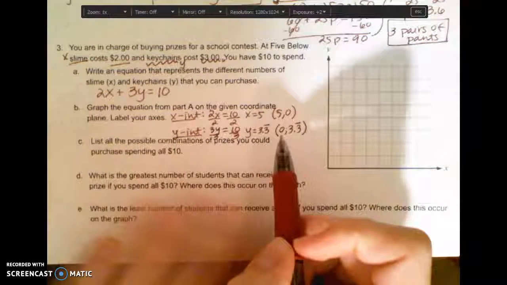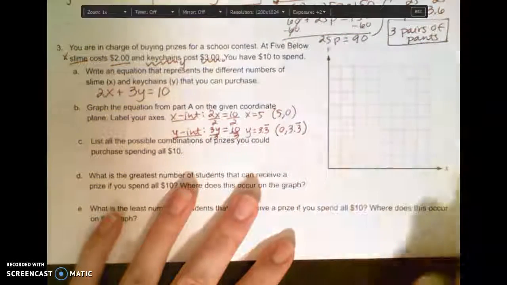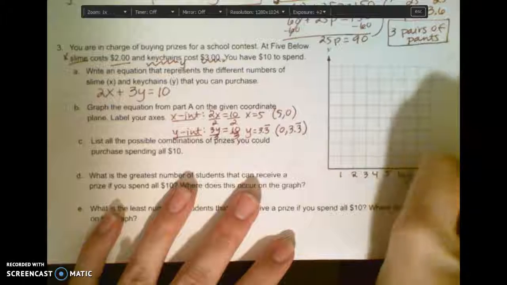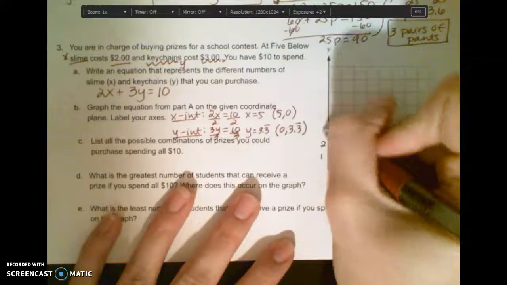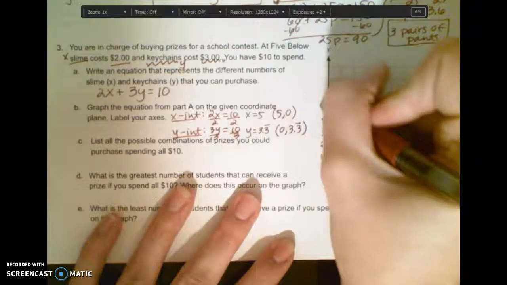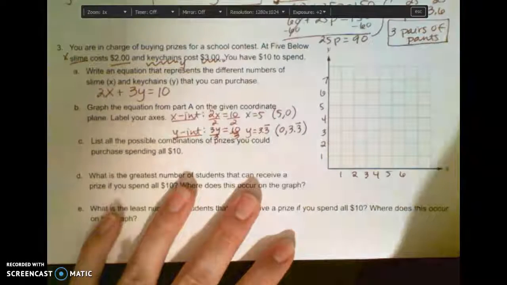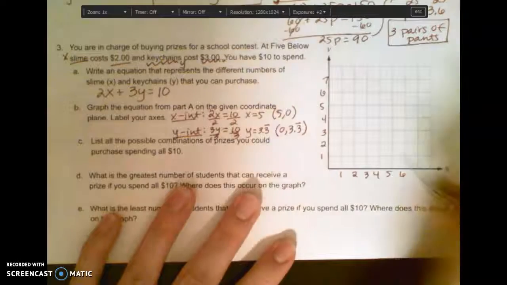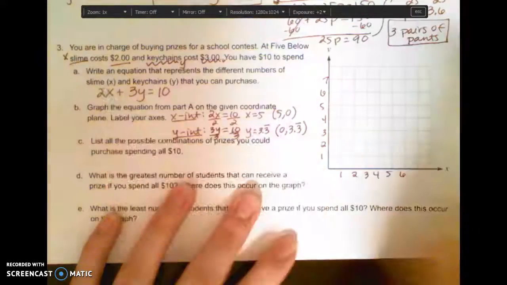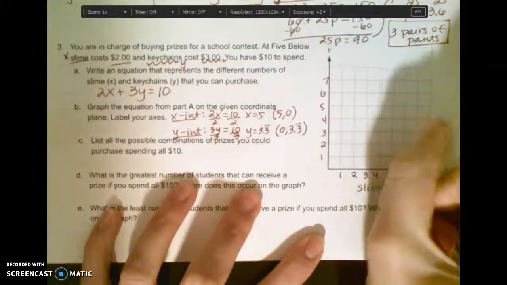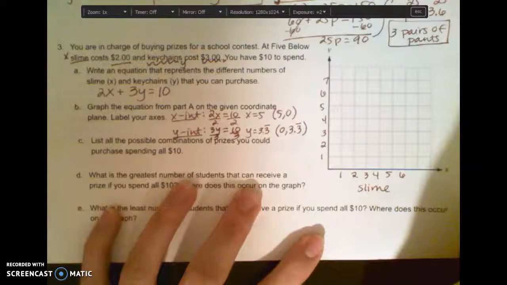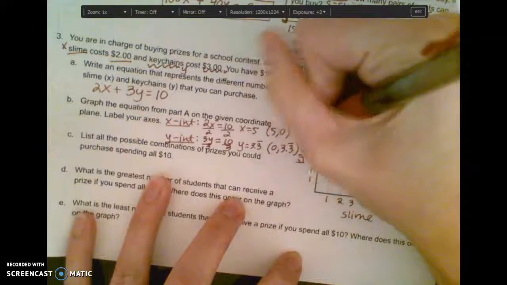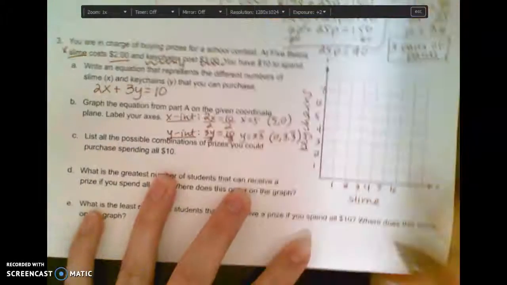To graph them, we need to label our axes and scale our graph. It should be fine just to count by ones on both axes. And it's really important that we label them. What does x stand for in context? Well, we are told that x is slime. So it is slime. And then we are told that the y is the keychains. So make sure you label your axes here.